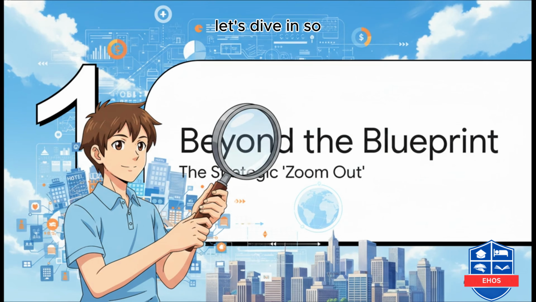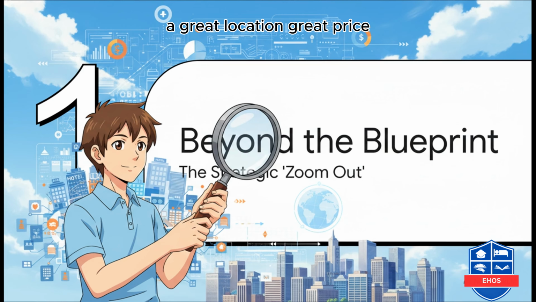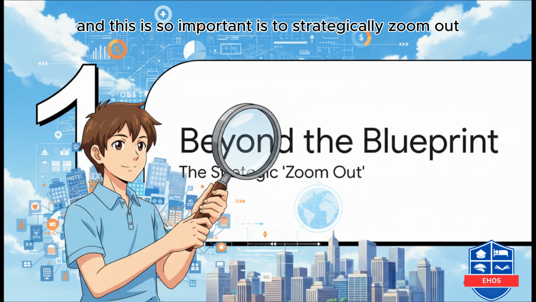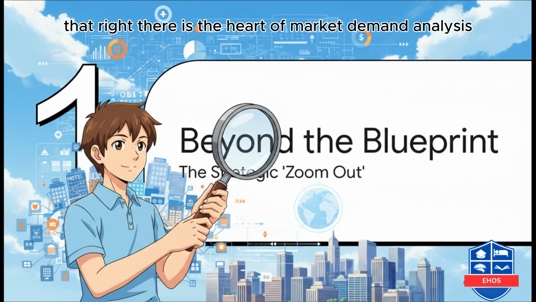Okay, let's dive in. So, a developer might find what they think is the perfect plot of land, a great location, great price, but that's just the very beginning. The first thing you have to do, and this is so important, is to strategically zoom out. You have to look past that one spot and really analyze the entire ecosystem around it. That right there is the heart of market demand analysis.